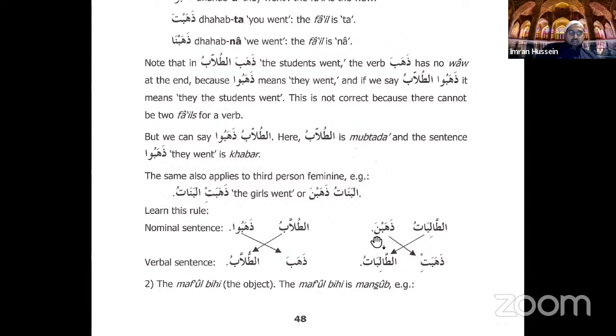So at-talibatu dhahabna. Talibatu is plural. Dhahabna is plural. And because the noun is coming now, talibatu is coming at the beginning of the sentence, the verb has to correspond, because the doer of the verb is coming before the verb. So whenever the doer of the verb comes before the verb, the verb will correspond with it. But if the verb comes first and then the doer of the action, then the verb can remain singular and the doer can be plural.